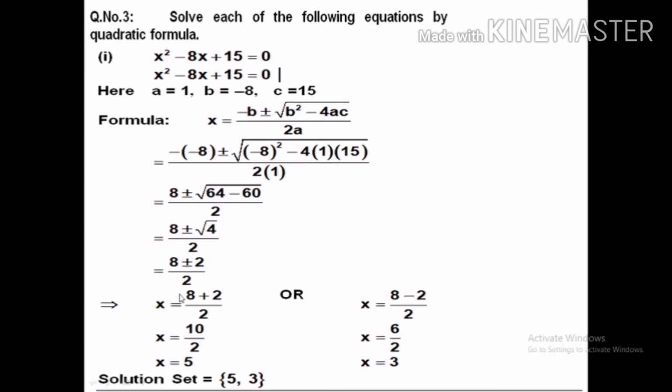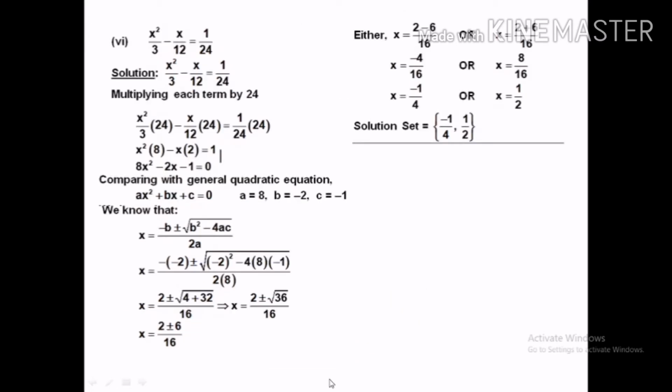So we get two values of x. x = (8 + 2)/2 and x = (8 − 2)/2. Simplifying these two, first x = 10/2, so by cancelling we get x = 5. Similarly, x = (8 − 2)/2 becomes 6/2, and by cancelling, 2 times 3 is 6, x = 3. Thus the solution set is {5, 3}. Next, part 6, again by the quadratic formula.